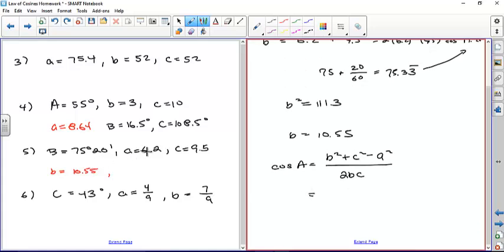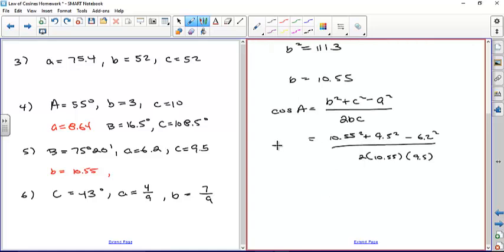I've got them all here. 9.5. So b is 10.55 squared plus c, which is 9.5 squared, minus a, which is 10. Oh, got something wrong here. Oh, a is 6.2. 6.2 squared, all divided by 2 times b, which is 10.55, times c, which is 9.5. So that's the cosine of A.